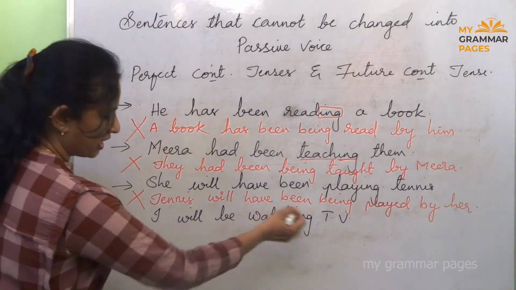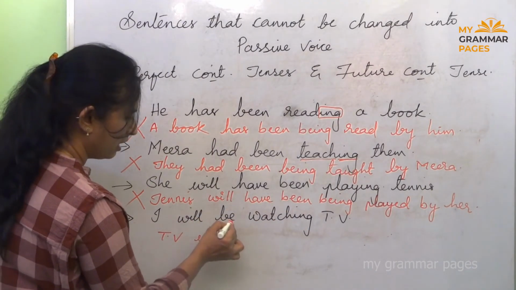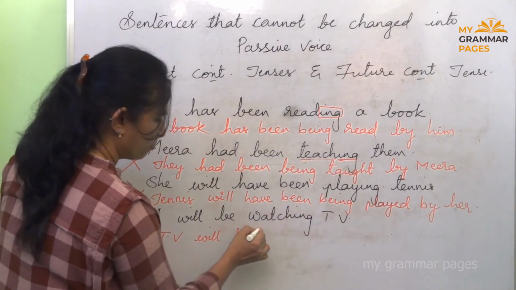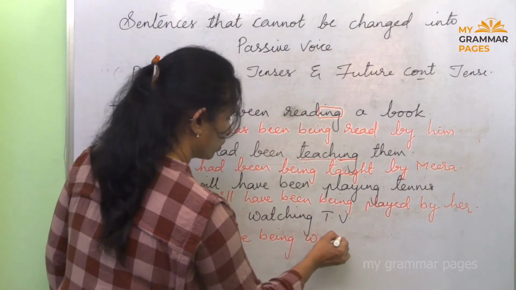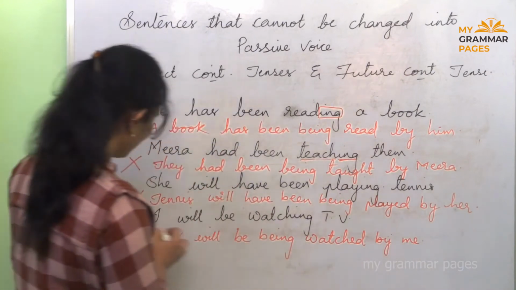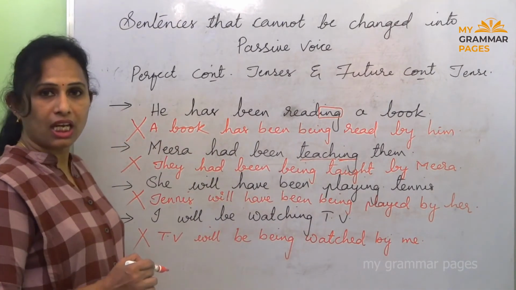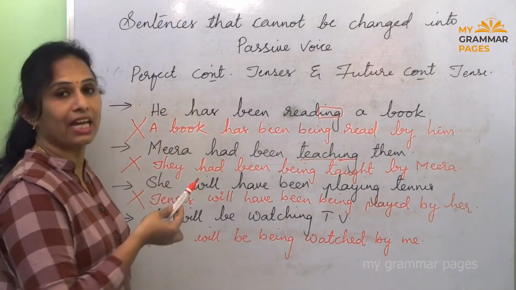I will be watching TV. Start with TV. TV will be in the form of being watched. Third form of watch is watched by me. So all these sentences do not make any kind of sense. We will never come across any person speaking like this.